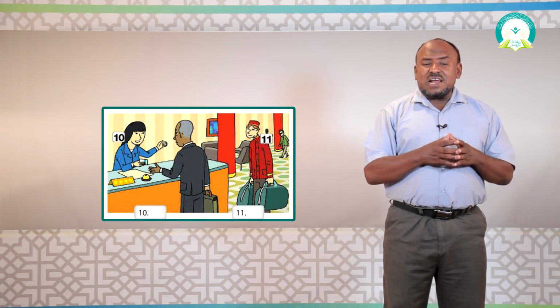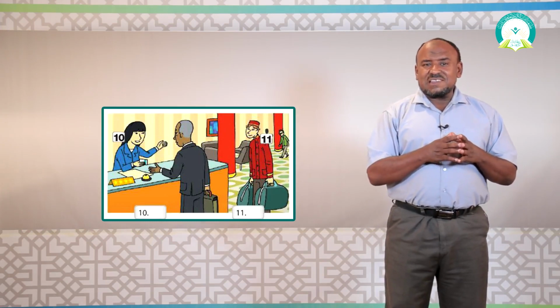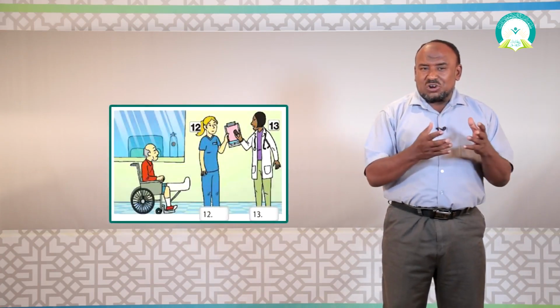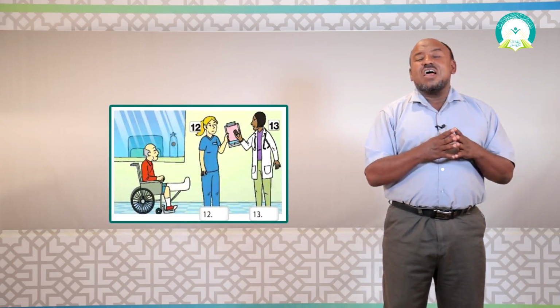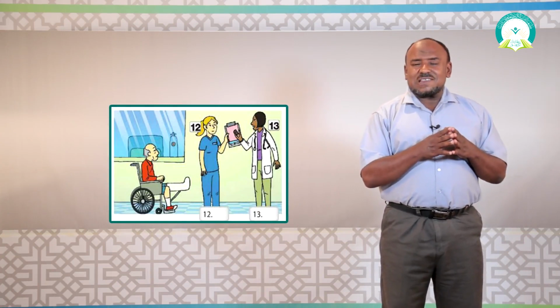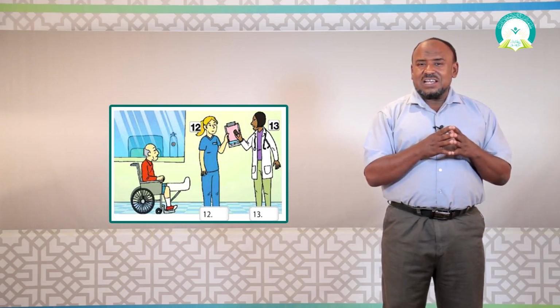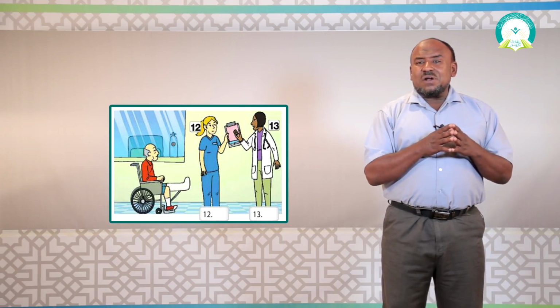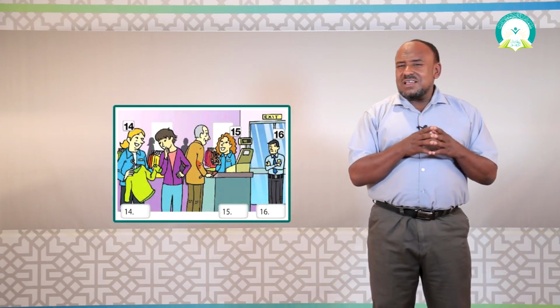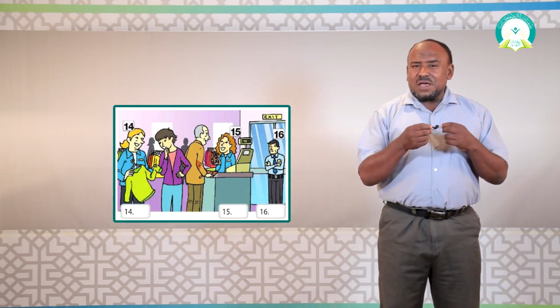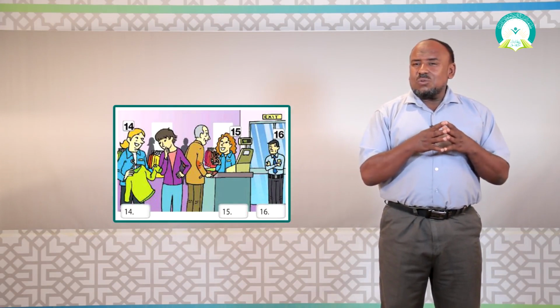Let's move to the next slide. Number 12, someone who helps the doctor. What do you call him or her? Nurse. Thank you. Number 13, very clear, he is what? A doctor. Number 14 is someone who tries to convince people to buy. What do you call him?